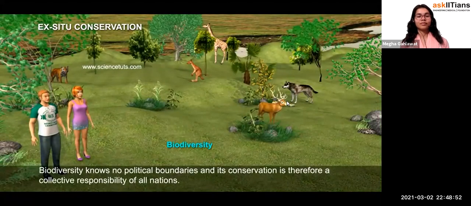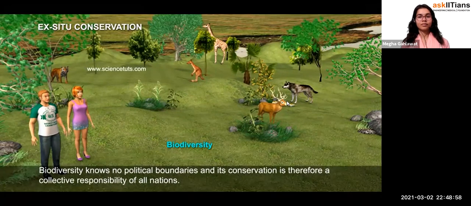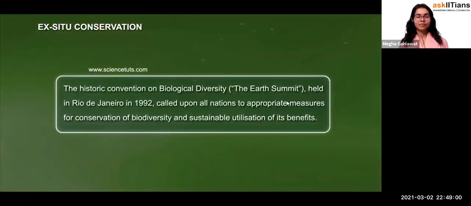Biodiversity knows no political boundaries, and its conservation is therefore a collective responsibility of all nations. The historic Convention on Biological Diversity, the Earth Summit, held in Rio de Janeiro in 1992, called upon all nations to take appropriate measures for conservation of biodiversity, and sustainable utilization of its benefits.